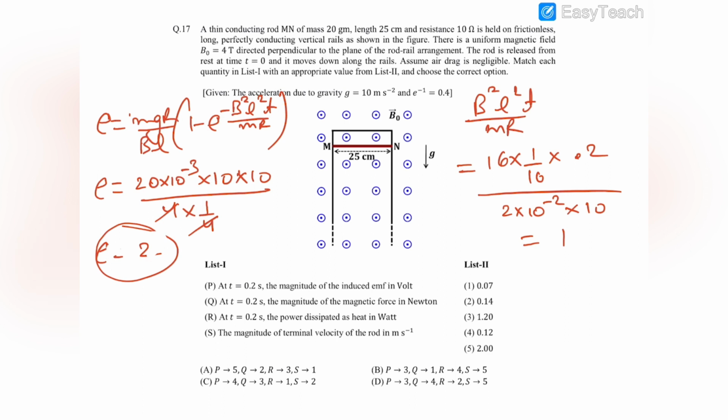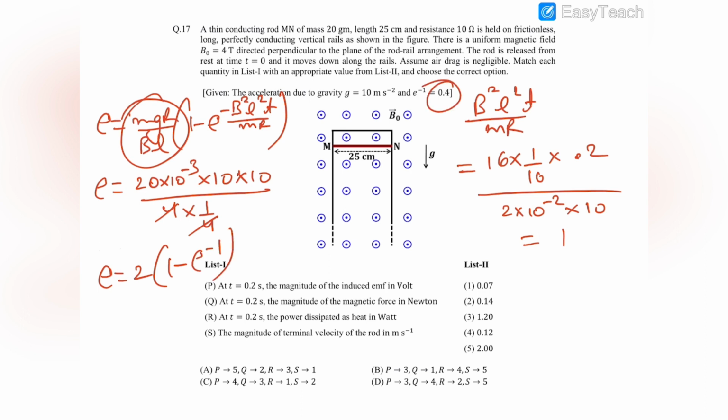And this is not E, in fact, we will multiply. So E would be equal to 2 into 1 minus e to the power minus 1. And e to the power minus 1 is 0.4. So E would be equal to 2 into 1 minus 0.4. So E would be equal to 1.2 volts. So the EMF of the rod, which is option P, would be 1.2. So it is the third option.